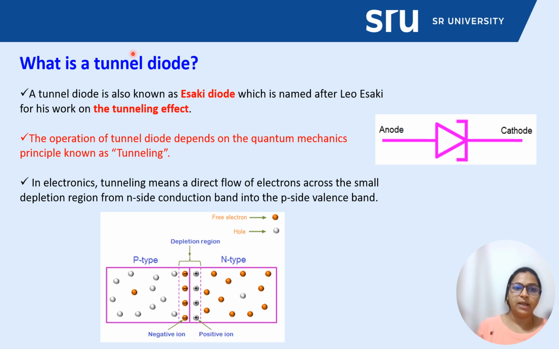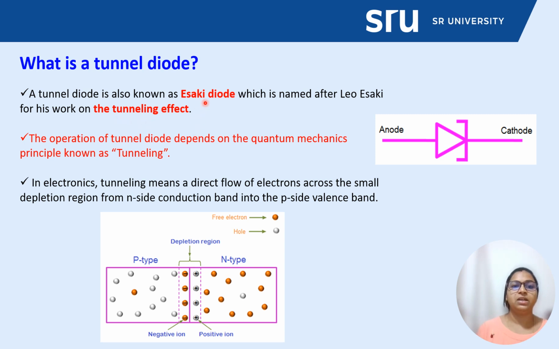So how is it named the tunnel diode? If we go back to the history of the tunnel diode, it is one of the most significant solid state electronic devices which made its appearance in the last decade. The tunnel diode was invented in 1958, and it is named after Leo Esaki for his work on the tunneling effect.